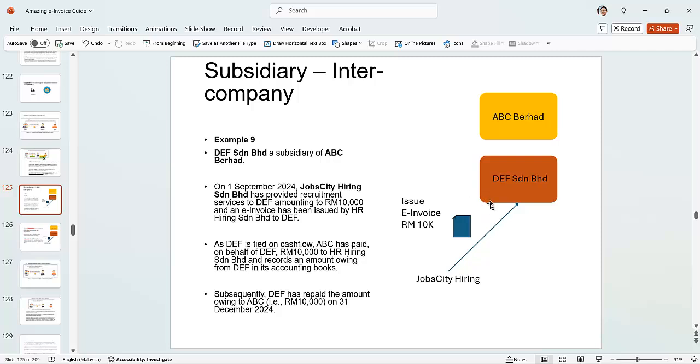It's agreed, and Job City issues an e-invoice amounting to 10,000 to DF, right? Now the thing is that DF doesn't have money. So what happened is that he asked his parent, ABC, to pay on behalf, so in the accounting books, later on DF pays back ABC. So in this case, how do you account for the e-invoice, right?